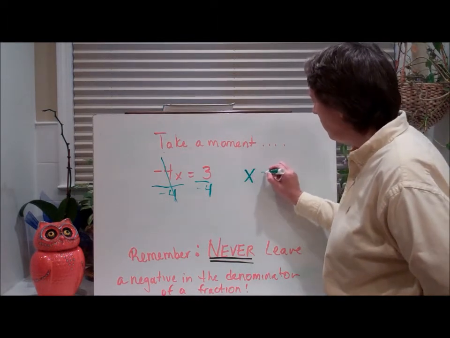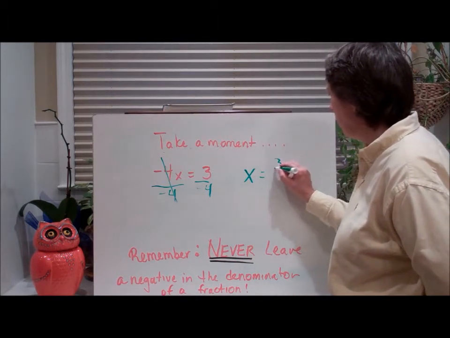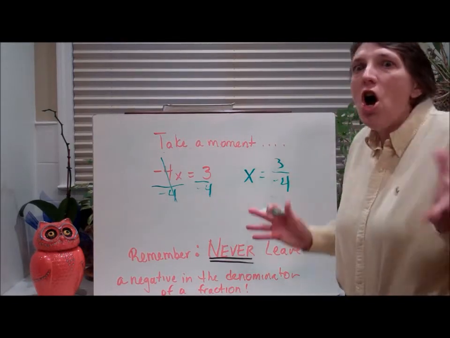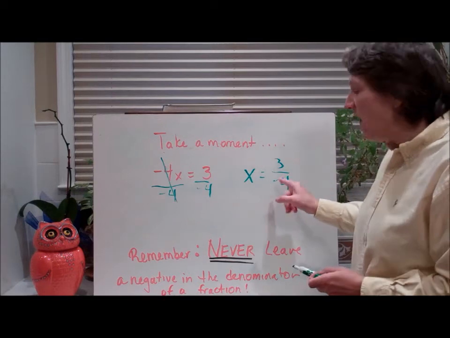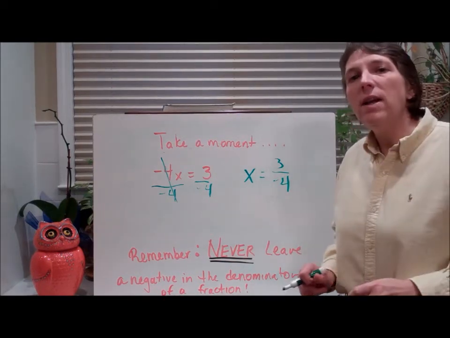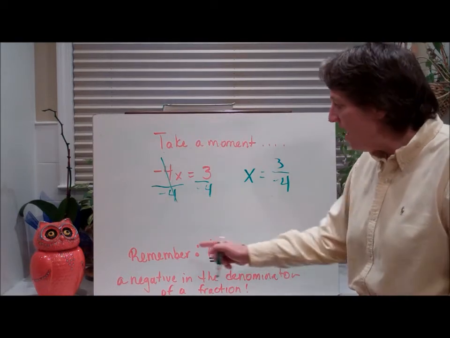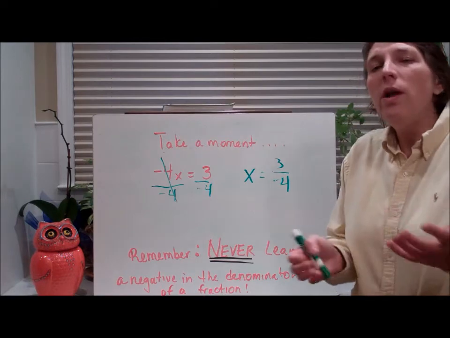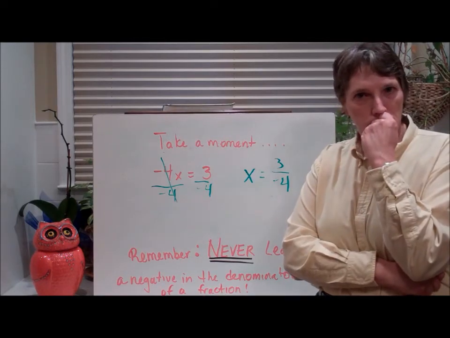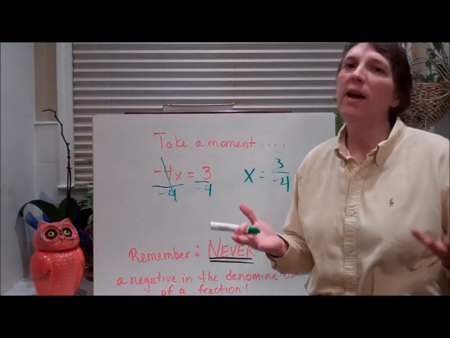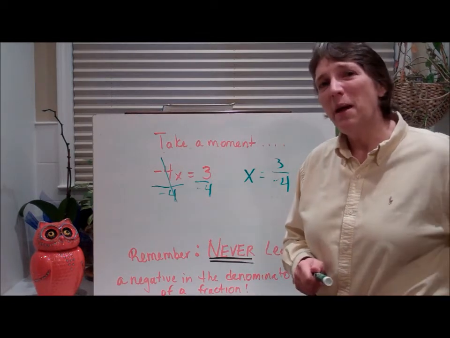Students, I'm going to come over here so it's easier for me to write. Students want to write this because we divided both sides by a negative. No! That's not done. You cannot leave a negative in the denominator. Never leave a negative in the denominator of a fraction. Why? Where do you put it on a number line? Because this says 3 over -4. Where would that go? You can't leave it like that.